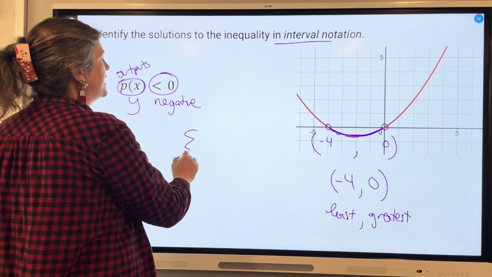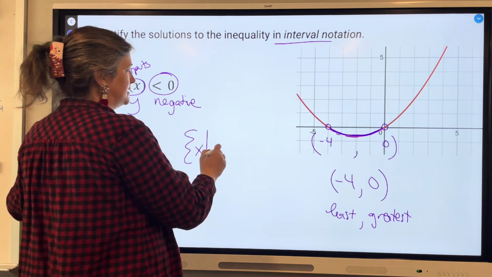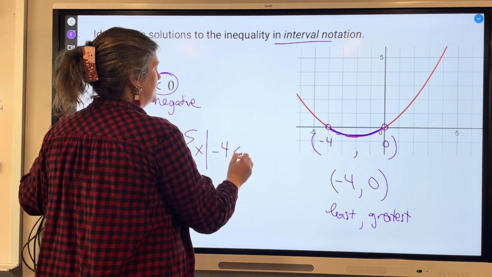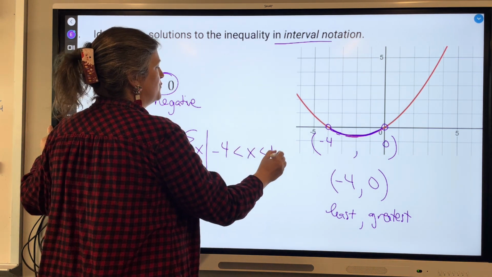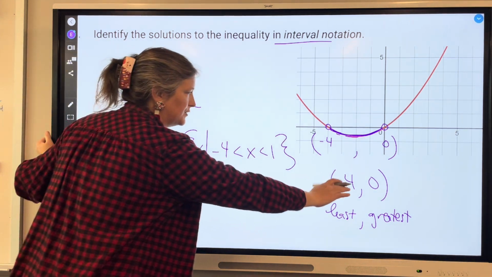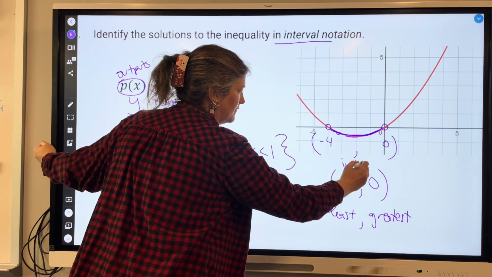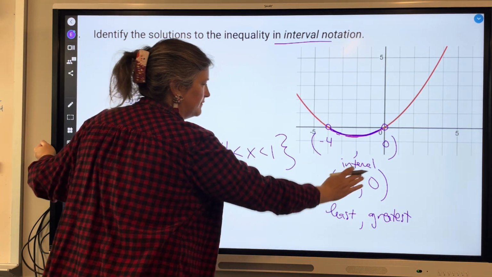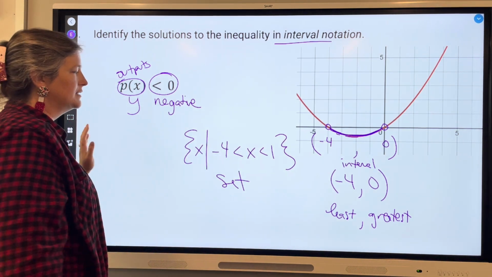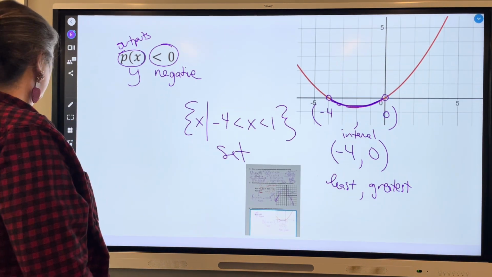Now, if this was a set, it would be all x's such that x is between, but not including, negative 4 and 0. So that would be my set notation for the same interval. This is interval: the interval from negative 4 to 0. This is set: the set of all x's such that x is between negative 4 and 0.